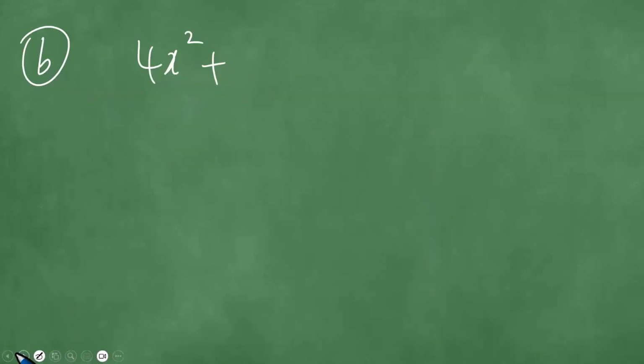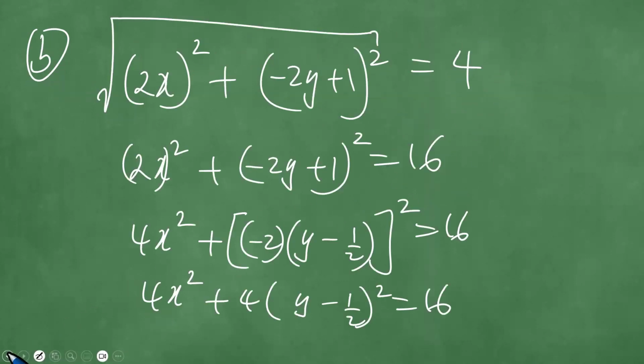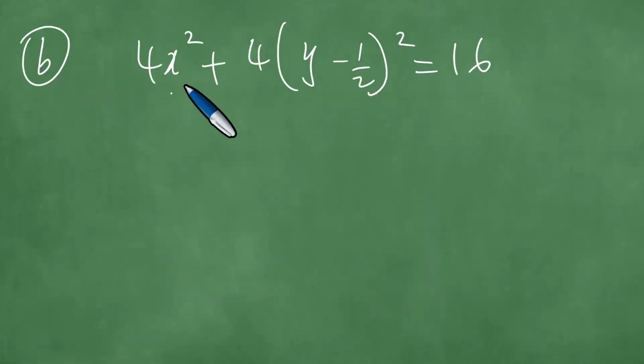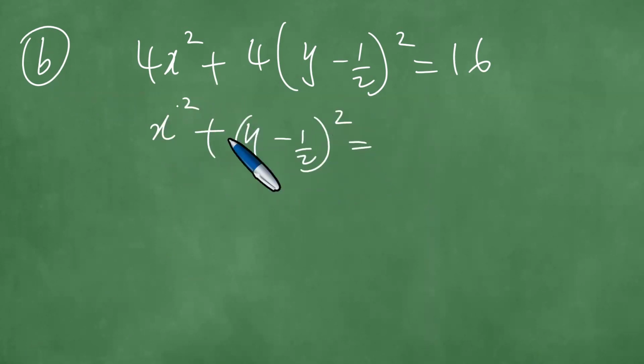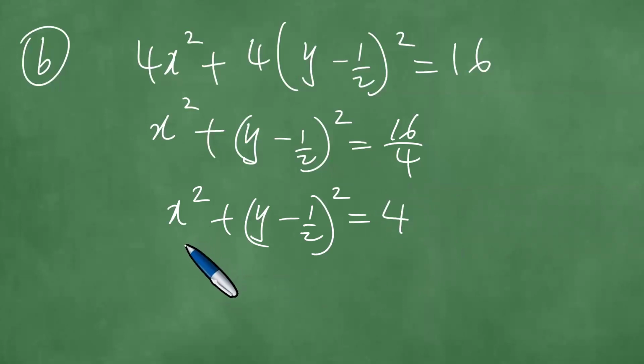Which is 4x squared plus 4 times y minus 1/2 equals 16, yes? You can divide through by 4, getting x squared plus y minus 1/2 squared equals 4. We're trying to simplify it to something that we know from school, the basic shapes. Because the coefficients are 1, 1, it becomes a circle.